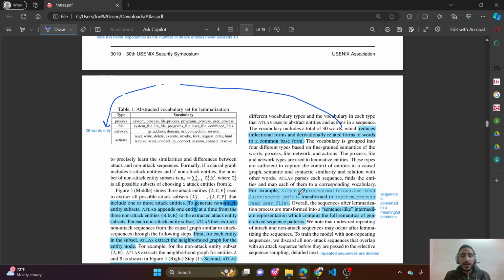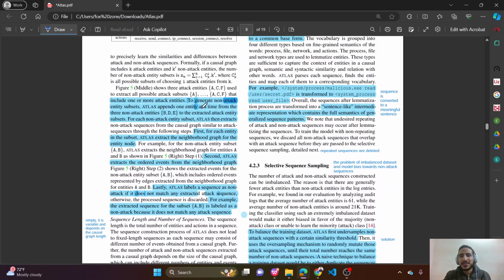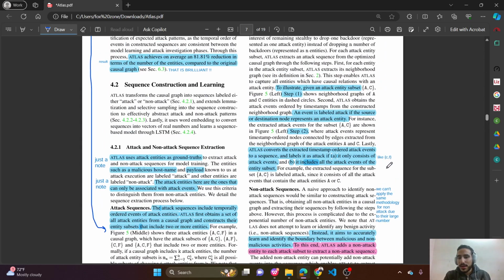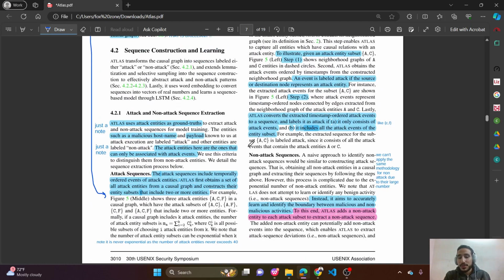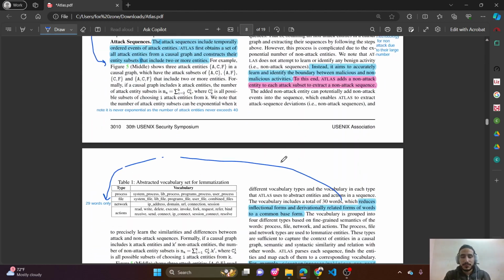Talking about the lemmatization, which is all of these. Let's recap. Here we can't apply the same methodology of non-attack sequences with attack sequences. Why? Actually, because I have so many non-attack sequences, I can't follow this methodology. I can't just compare the new non-attack with the attack. So this is how we do.